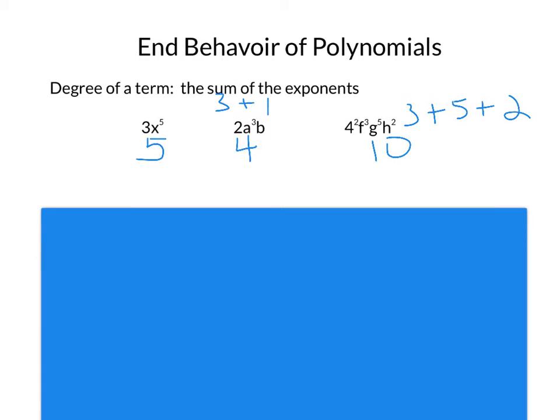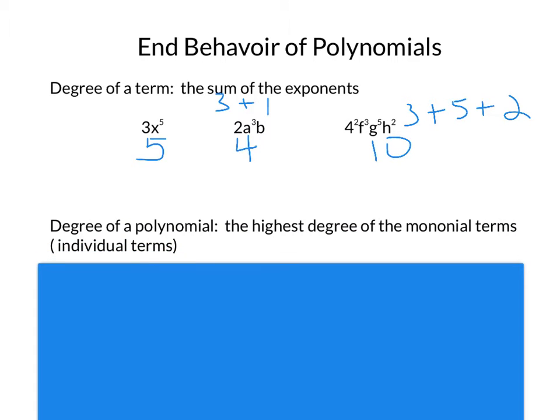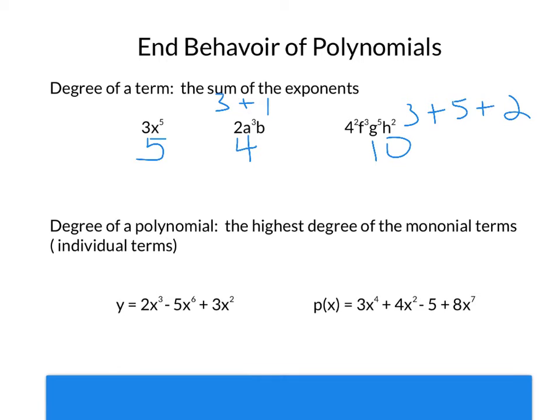The next term we need to define is the degree of a polynomial. The degree of a polynomial is the highest degree of all of the monomial terms, or each individual term. Let's take a look at a few examples. Looking at the equation, y equals 2x to the third minus 5x to the sixth plus 3x squared, we have three individual terms. The first term has a degree of 3. The second term has a degree of 6. And the final term has a degree of 2. Since 6 is the highest, 6 is the degree of the polynomial.